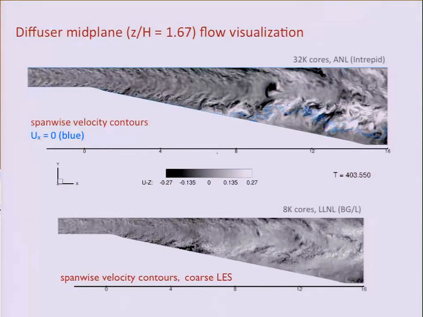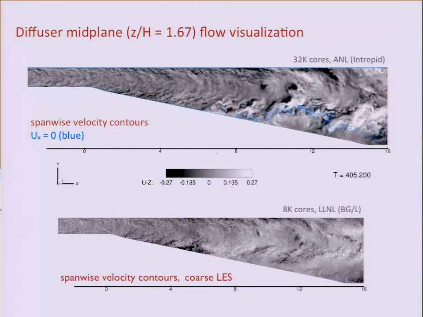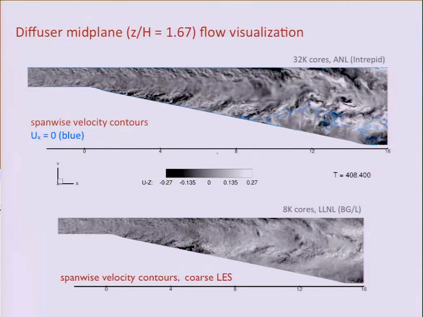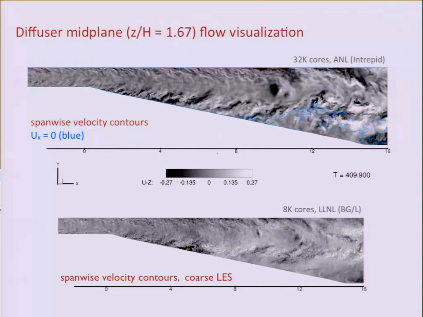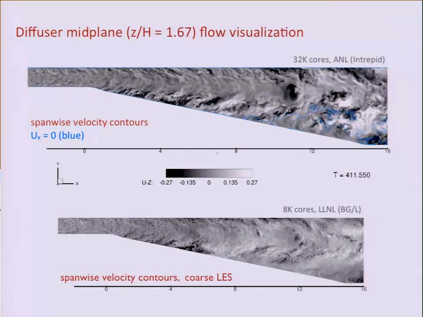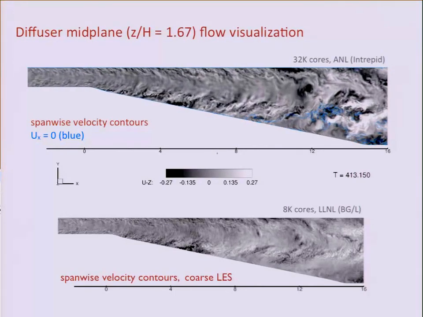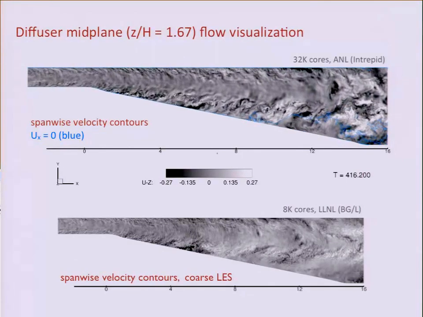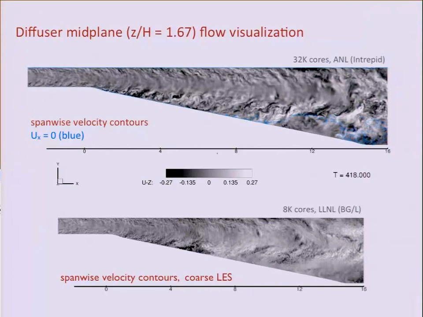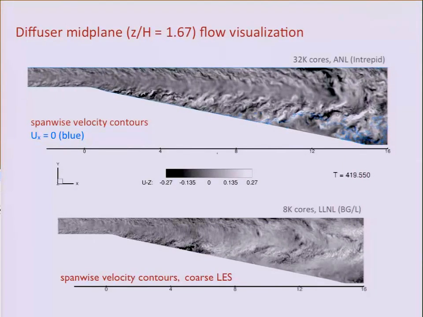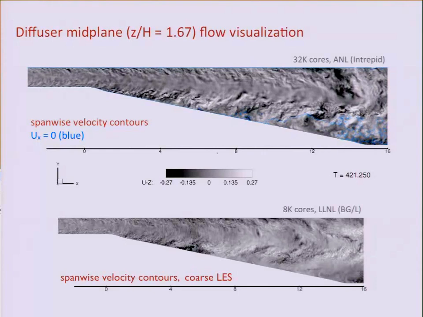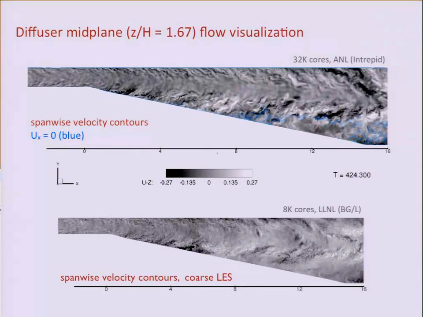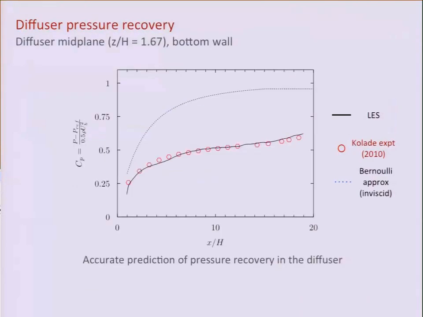So this is a visualization of a plane halfway in between the two sidewalls. This is one of the planes that the experimentalists characterized. And so you can see the formation. This faint blue line is the boundary of the separation bubble, where flow is moving upstream. The additional resolution that we had is packed here. You can see that there's some Kelvin-Helmholtz-like structure in the shear layer. And you can compare that against, on the same color contour, what a coarse LES looks like. There's very little structure to speak of in this separated shear layer.